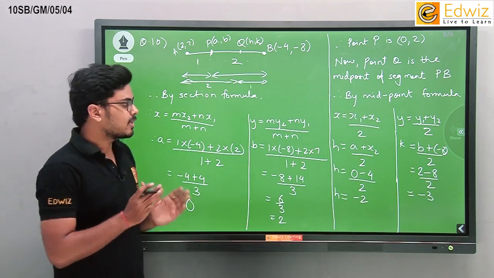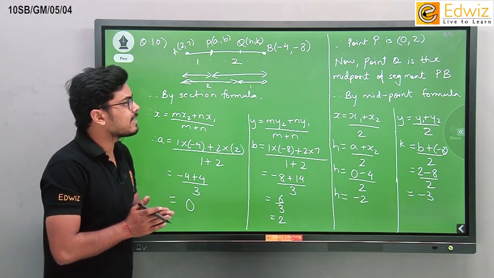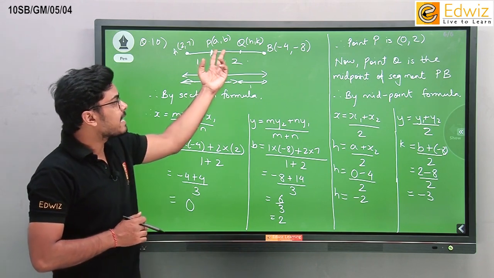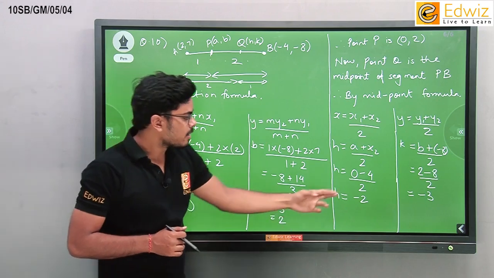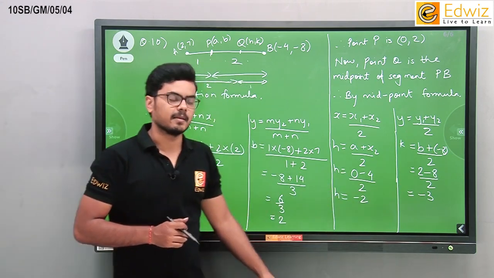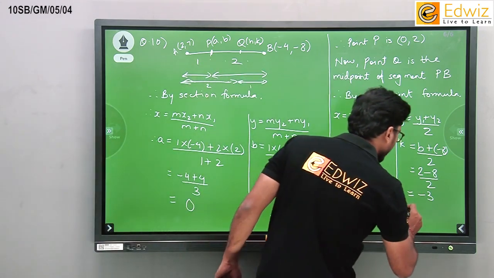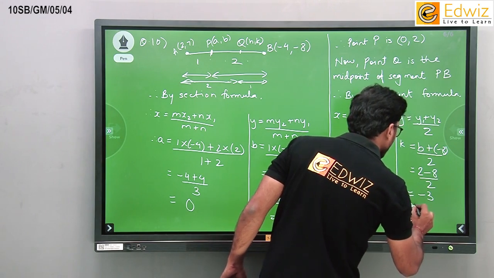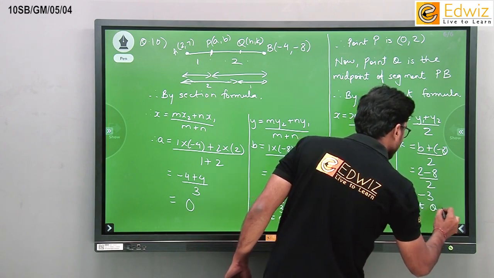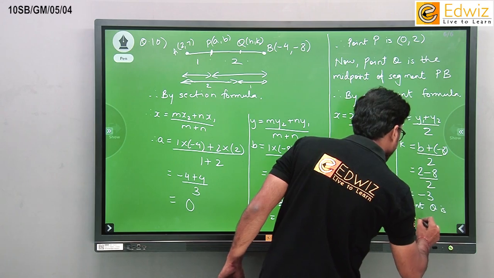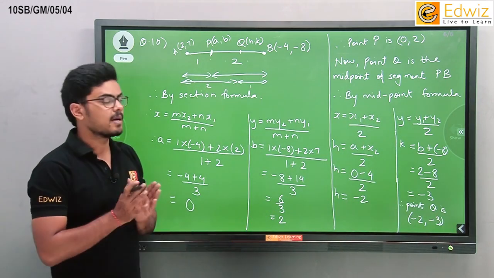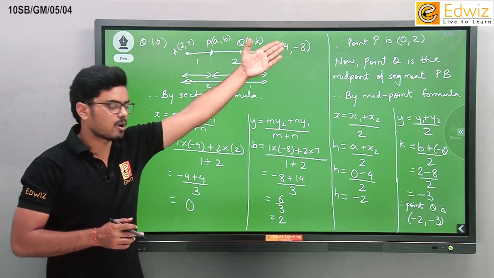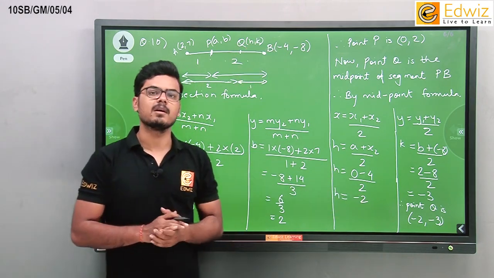Okay, so with the 2 points of trisection that we are getting, our point P A, B means 0, 2 and point Q H, K means minus 2, minus 3. Okay, finally we will write down, therefore point Q is minus 2, minus 3. Okay, these are the 2 points of trisection, point P 0, 2 and point Q minus 2, minus 3.